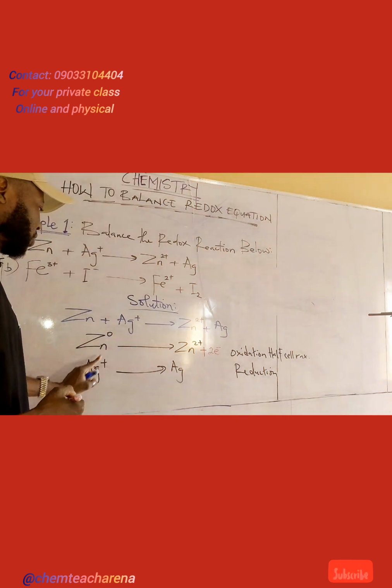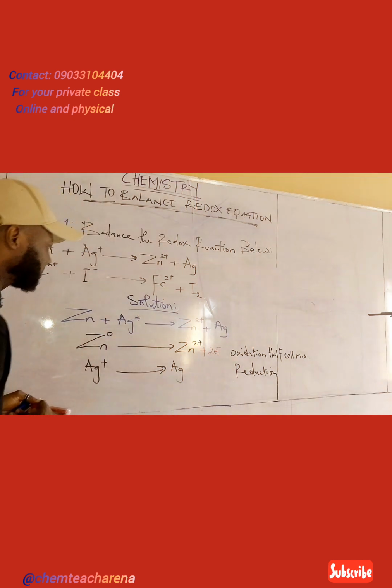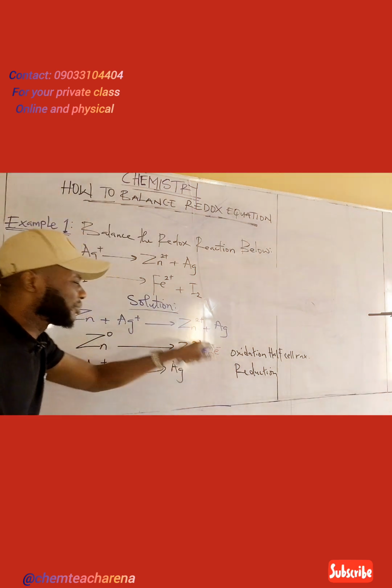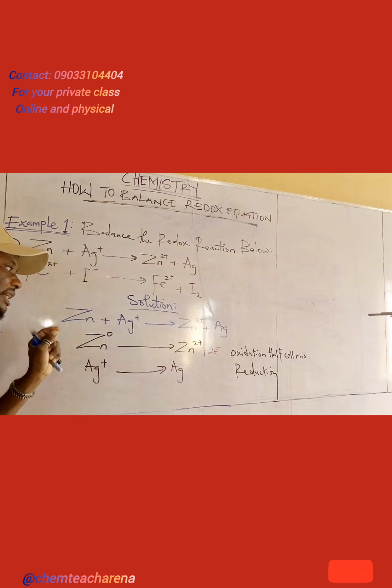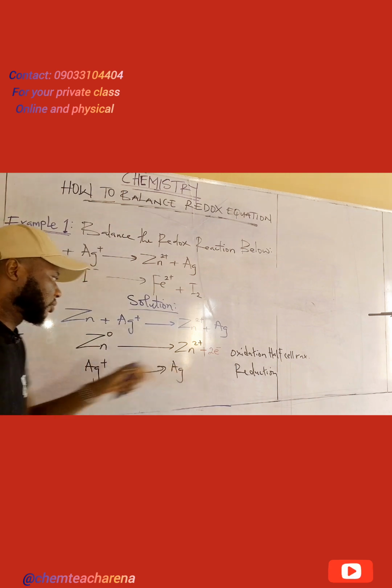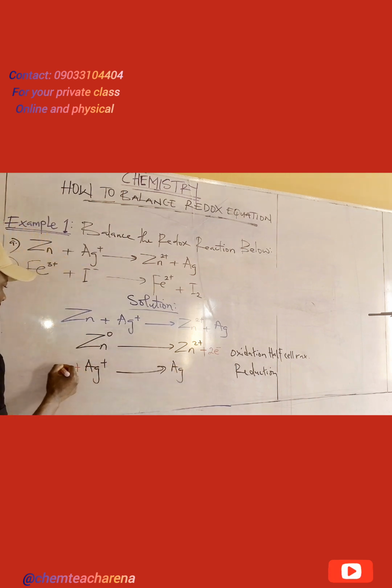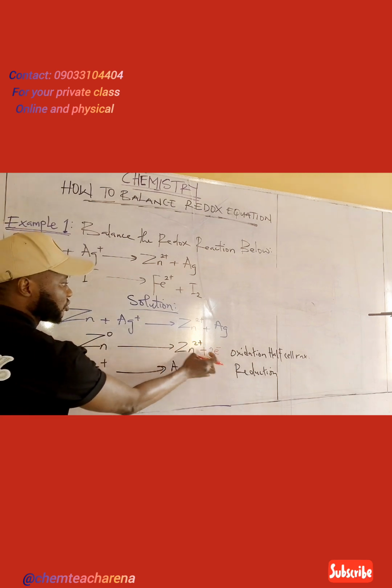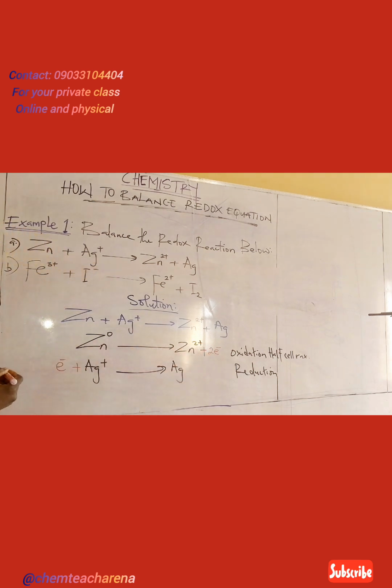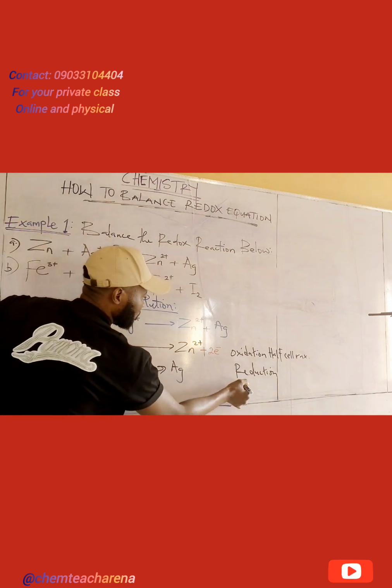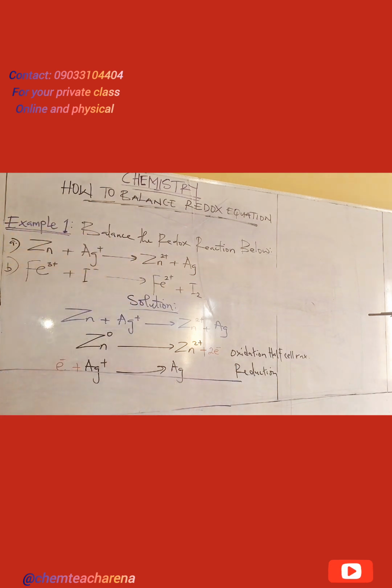So for this one, Ag plus gives you Ag. Add the electron to the side with what? With higher charge. Here is 1, here is 0. So I will add plus e minus. This is 1, that's why I'm putting 1. This is 2, I'm putting 2. So what do we do at this junction now? We rule.